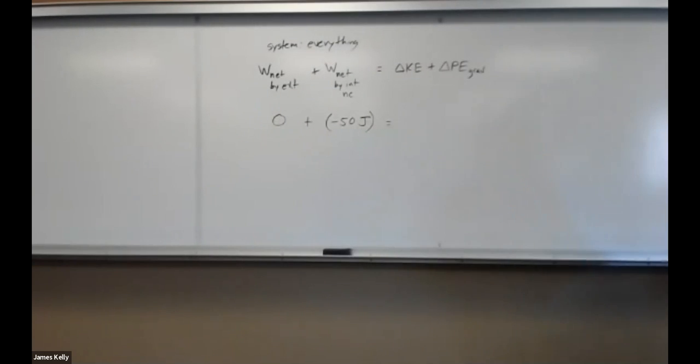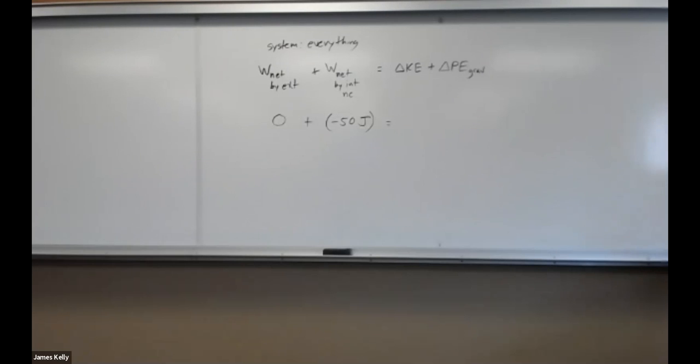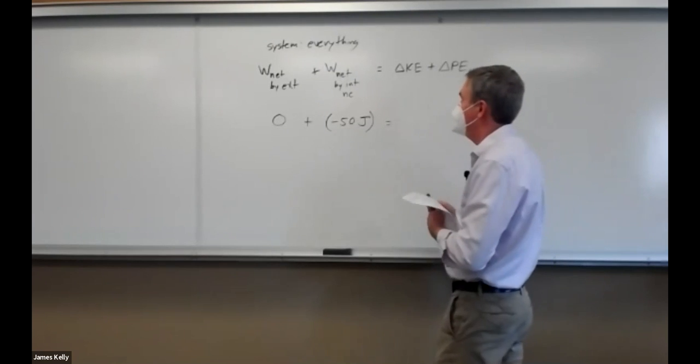Dr. Kelly, in the previous slide, was it W net by external plus, or was it minus W net by internal? Plus. Okay. Because this all came from having the net work done by all forces. Then we divided into internal and external, and then we divided the internal into conservative and non-conservative, but they were all added together on the left-hand side. So this was an internal force that we didn't bring over to this side by subtracting it off, because no potential energy. Got it.